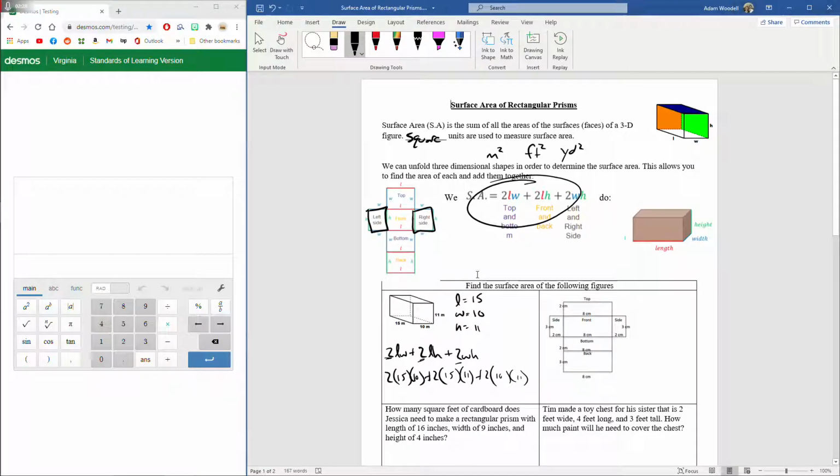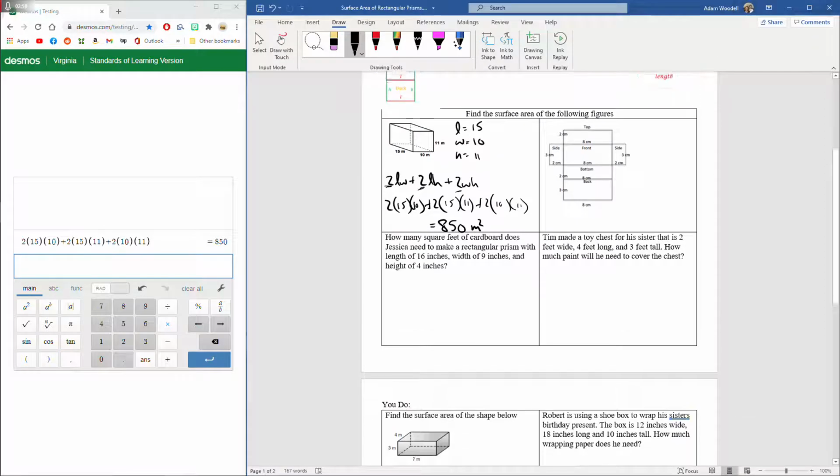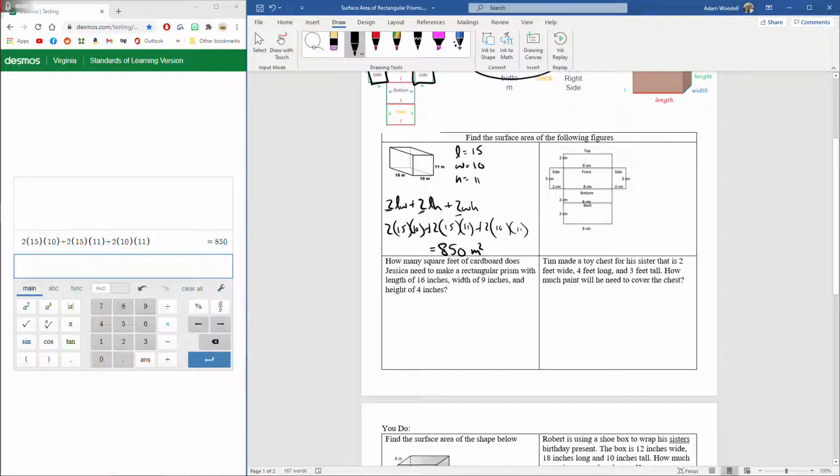Now that I have my entire formula written out with the numbers, I'm going to go ahead and start substituting them in. So I'm going to use my calculator a lot for this. 2 times 15 times 11 plus 2 times 10 times 11, and so on. And I end up with a final answer of 850. And I guess it's 850 meters squared. We're going to use this trick for every single one of these. First, figure out what your length, width, and height are. Plug them into your formula. Use your calculator.